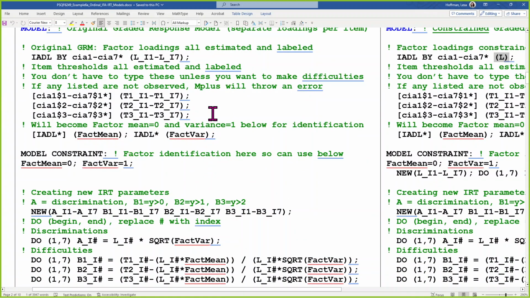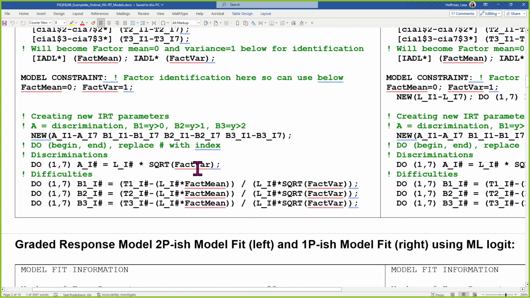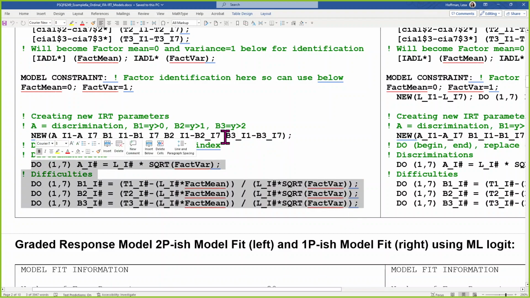So this is also labeling the thresholds, so that down here I can compute discrimination parameters and I can compute B difficulty parameters. And these are the full versions of the formulas for your reference in case you have a model that is not identified with the standardized factor. So if it is, then a lot of this drops out and your difficulty is just threshold divided by loading.